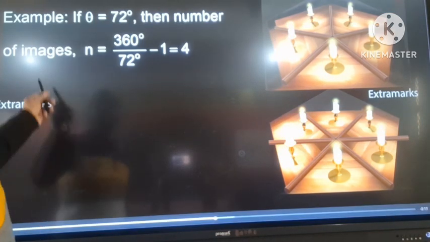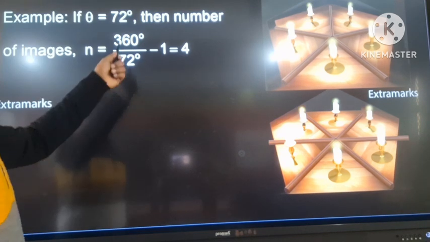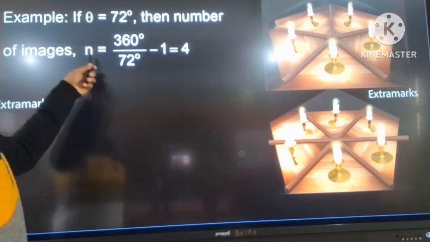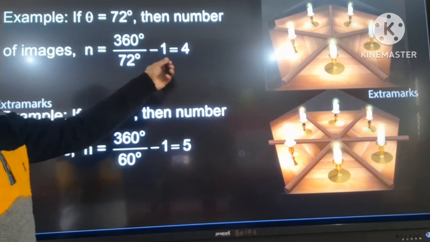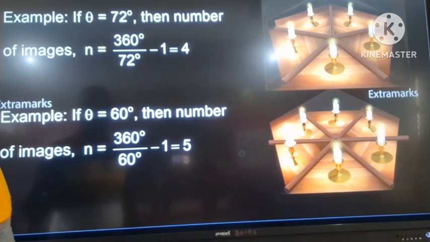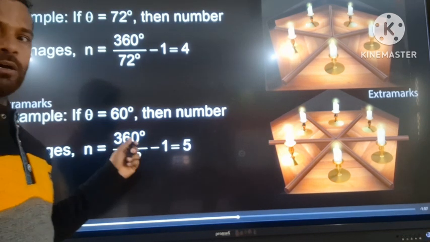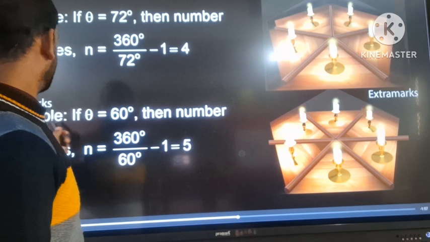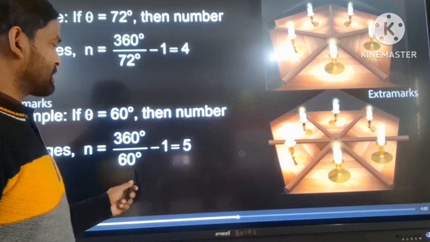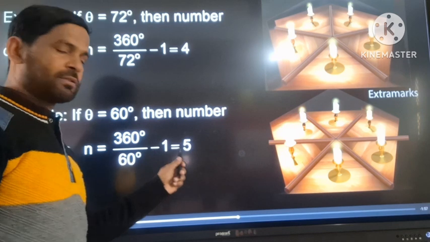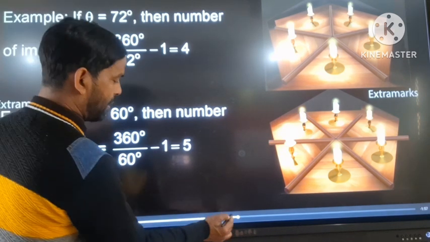Example: if theta is equal to 72, then the number of images formed is n equals 360 by theta minus 1, which is 360 by 72 minus 1, that is 4. Here is another example: for 60 degrees, the number of images formed is n equals 360 upon 60 minus 1. This is the formula. By using this we can easily calculate.